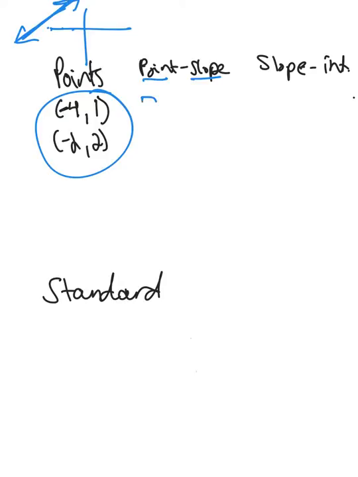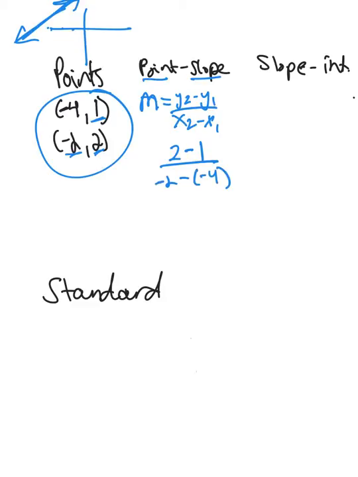So m equals, and then remember it's our y2 minus y1 over x2 minus x1. So y2, you could pick either of them, but we'll just go with this one. So 2 minus 1 over -2 minus -4. Okay, and then 2 minus 1 is 1. -2 plus 4 really is 2, and that's my slope. Now, I have a point and I have a slope, and so I can actually put the equation in point-slope. I can use either point, and I'll show you both answers.